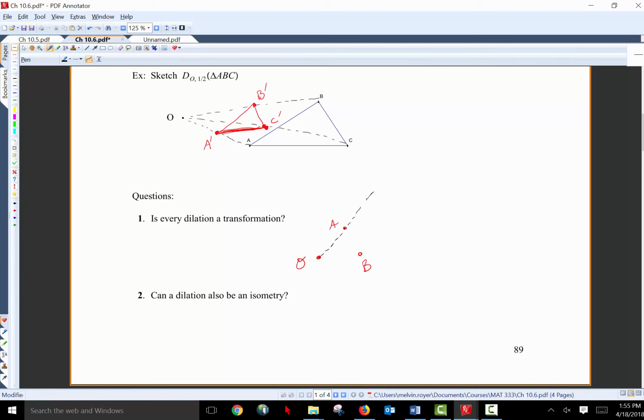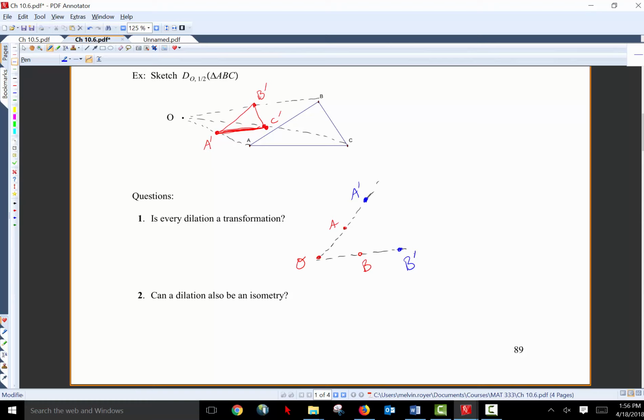If I run helper guidelines through these points, then just to be definite, let's suppose the dilation factor or scale factor is 2. Then A prime is going to be out here somewhere, and B prime is going to be out here somewhere. And do those have to be different points? Yeah. They started out being on different rays, and so they have to end up on different rays.